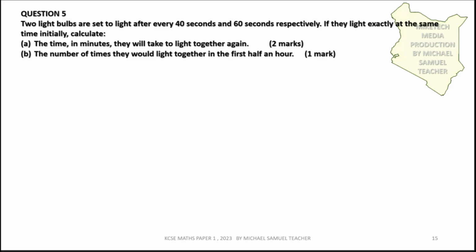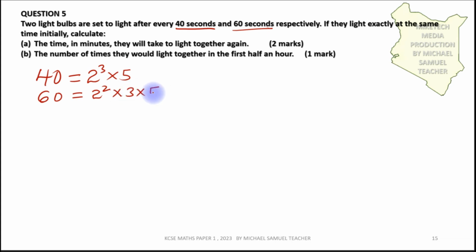So, part A of the question, the time in minutes they will take to light together. So in this situation, we can see that the first one lights after 40 seconds, the next one lights after 60 seconds. So we are required to find the LCM of 40 and 60. To get the prime factors of 40, it will be 2 raised to 3 times 5, and the prime factors of 60, it is 2 raised to 2 times 3 times 5.